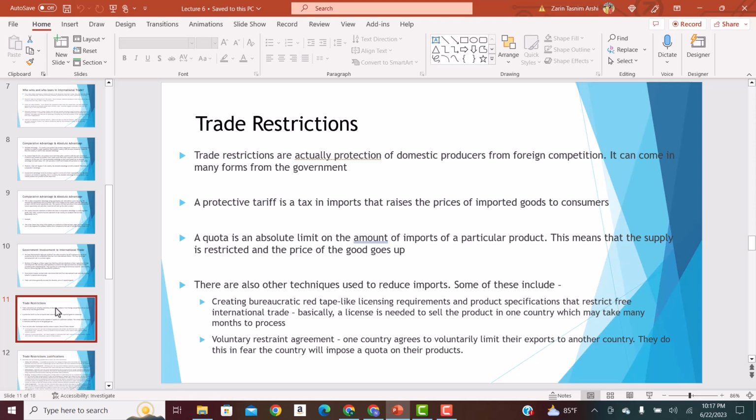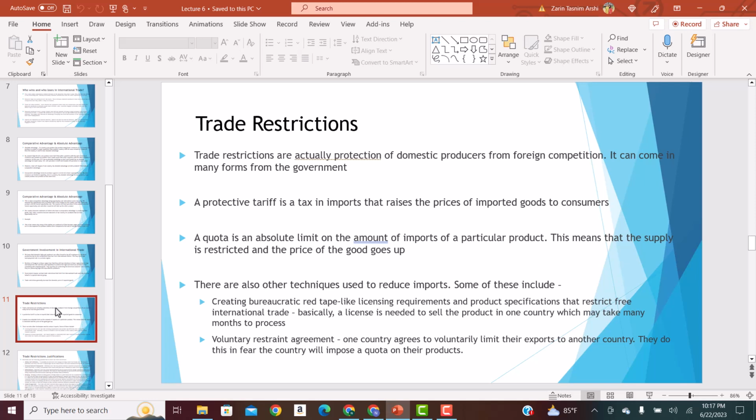So the different types of trade restrictions are: number one is a protective tariff. A protective tariff is basically a tax on imports. When you have a tax on imports, the cost of the import goes up, and therefore we have higher prices of the imports in the market. So now consumers will have to pay higher prices, so they may even decide to buy the domestic product versus the international product because the price is higher because of the tariff.